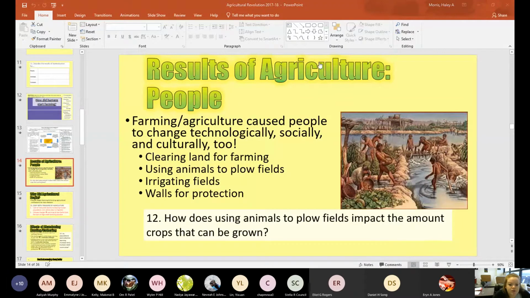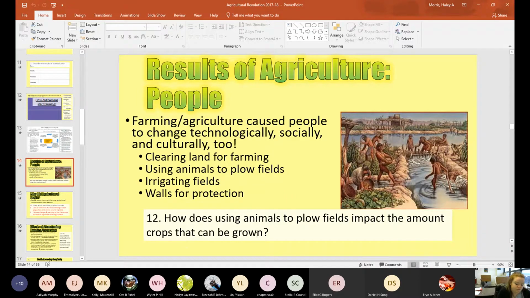We talked on the last slide about some of these. How do people change culturally? How do they change culturally? Their religion, they develop religions, right? Technologically, they're developing writing systems. Socially, they're congregating into city-states. It's not just smaller areas anymore. They're becoming large city-states. So number 12 says, how does using animals to plow fields impact the amount of crops that can be grown?